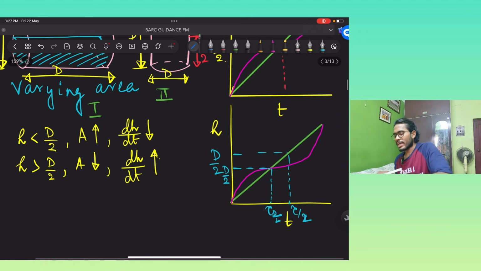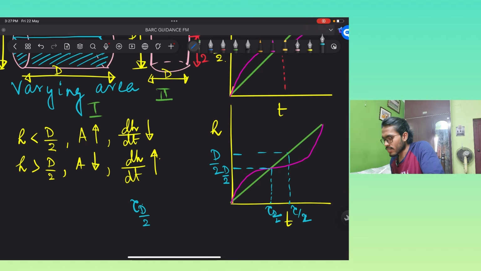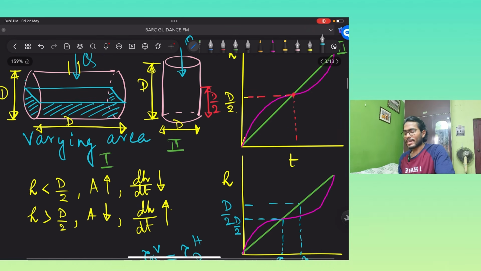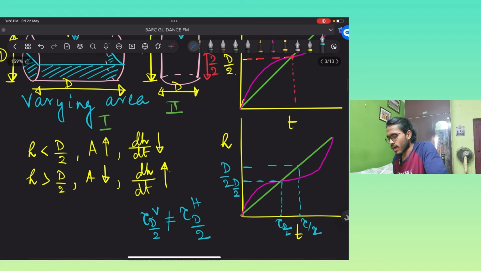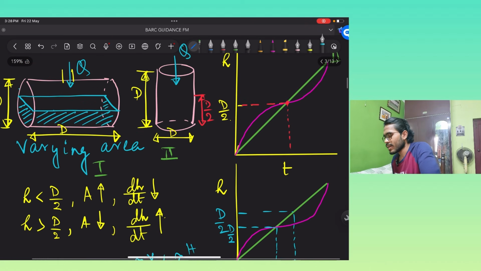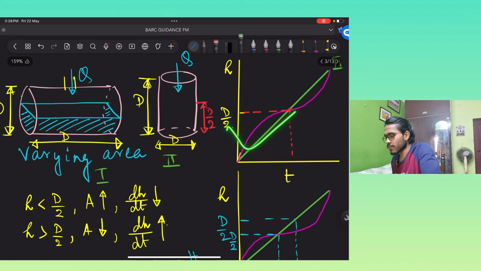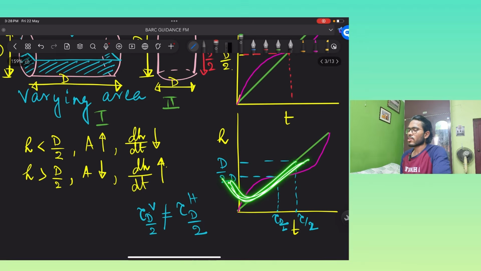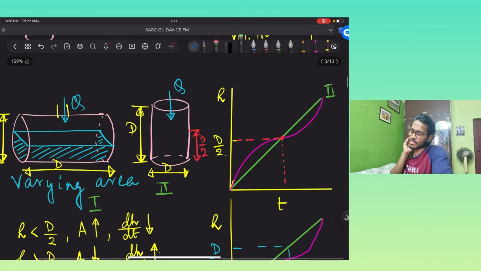Now you have to tell me, is the time tau d by 2 required to reach the d by 2 height for the vertical case and for the horizontal case the same or not? If they are the same, then this graph is your answer, and if they are not the same, then this graph is your answer. So you have to tell which is the answer.